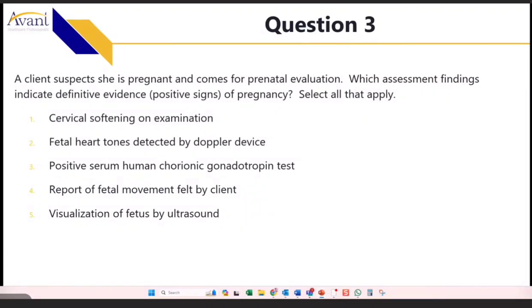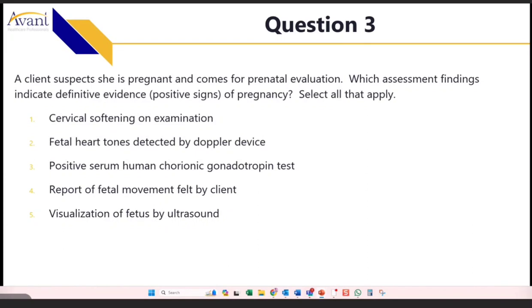Which assessment findings indicate definitive evidence, positive signs of pregnancy? Select all that apply. So you have to remember, how do we divide up the signs of pregnancy? There's presumptive, there's probable, and then there's positive, right? We think maybe it could be, it's highly likely that it is, and then yes, we definitely know. So we want the things that are definitive evidence, positive signs of pregnancy.